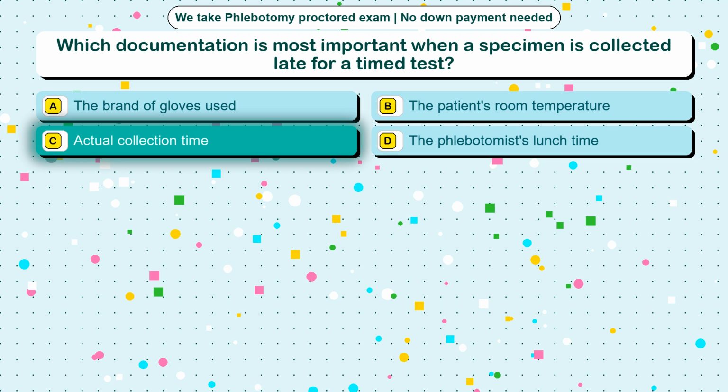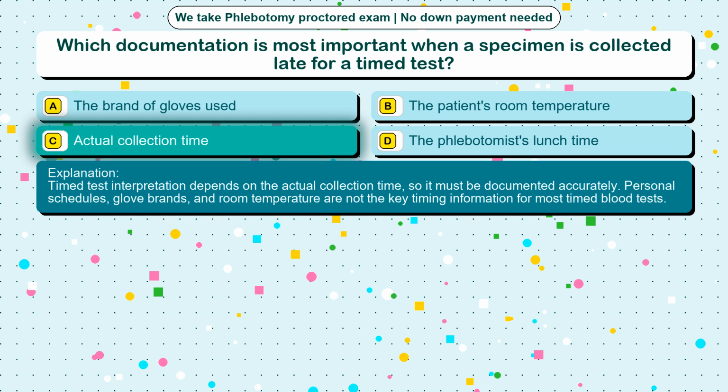The correct answer is option C. Actual collection time. Timed test interpretation depends on the actual collection time, so it must be documented accurately. Personal schedules, glove brands, and room temperature are not the key timing information for most timed blood tests.